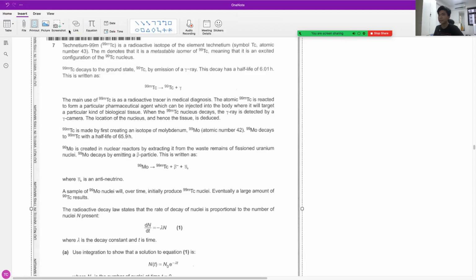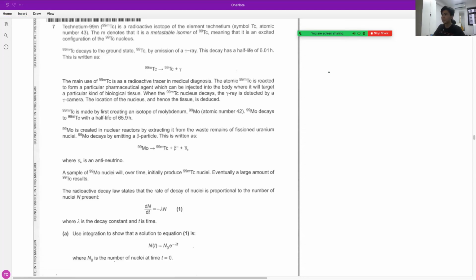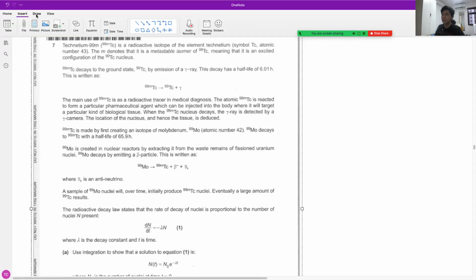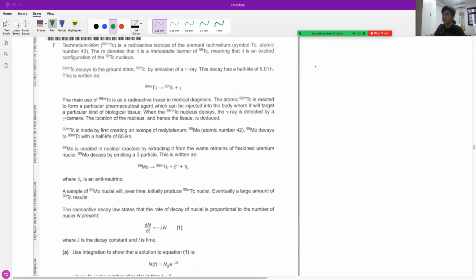So the first thing we know is that you have technetium, Tc over here, and then it's metastable technetium with an m, and the metastable technetium is in an excited state. So with this one, it decays to its ground state and emits a gamma ray, and this decay has a half-life.